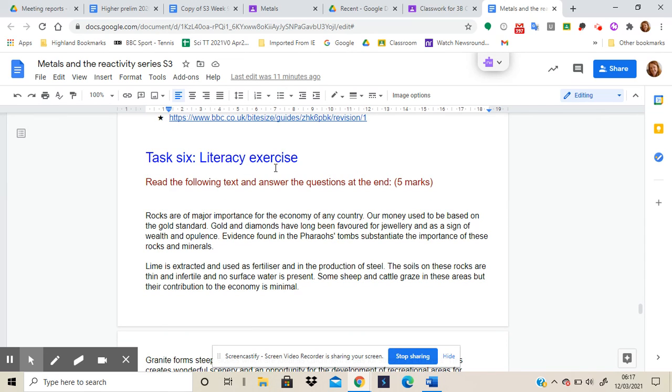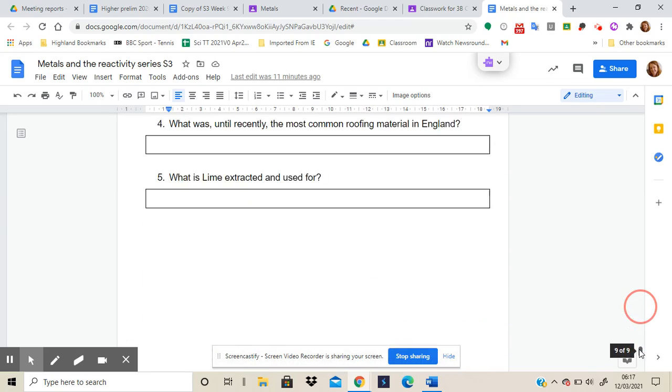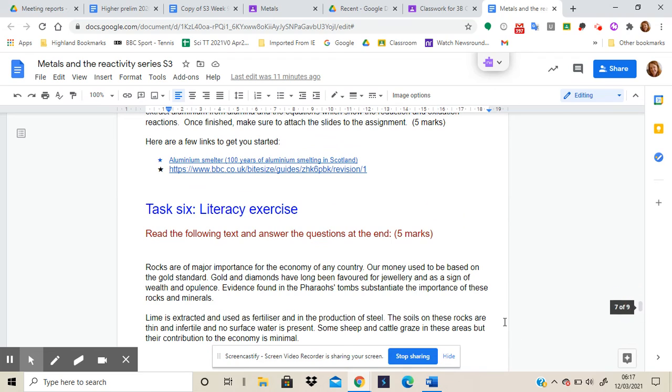Task 6 is to do with a literacy exercise. Read through the paragraphs and answer the questions at the end. All the answers to the questions will be in this paragraph.